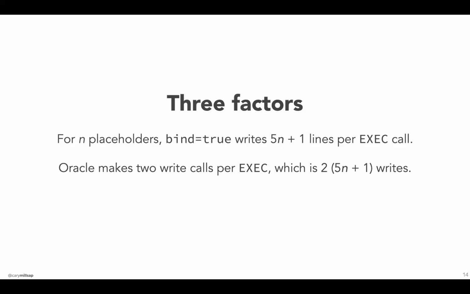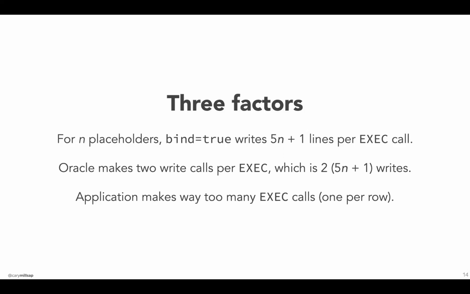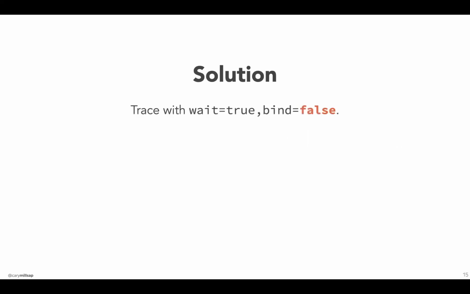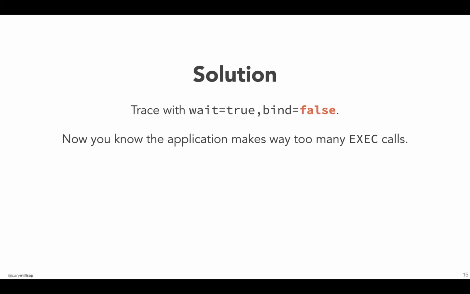And you can start to see where this horrible degradation comes from, because the application that this happened in makes too many exec calls because it only processes 1 row per exec. And that in itself is a performance problem for the application. So the solution here is just trace with wait equal true and bind equal false. When you do that, you'll find out that the application makes way too many exec calls. But using bind equal false will cause Oracle not to print the 1,002 lines every time the execution takes place, but you'll be able to see the problem with the application, the 1 row per exec problem.